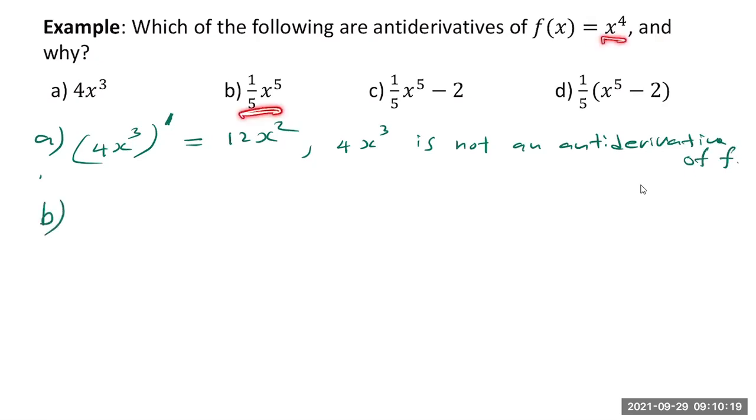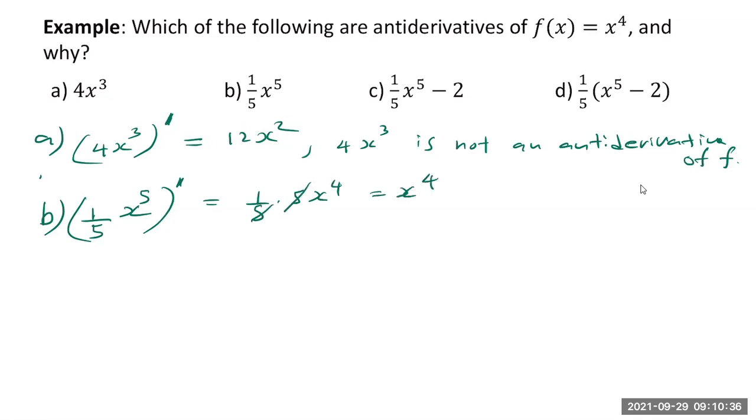What about part B? Would this be an antiderivative of x to the power 4? Again, you differentiate the given function and see whether you get x to the power 4. The derivative of this one is 1 over 5 times 5x to the power 4. The 5 cancels, and you get x to the power 4, exactly the given function. So this is an antiderivative of the given function, lowercase f of x. In that case, we are successful.